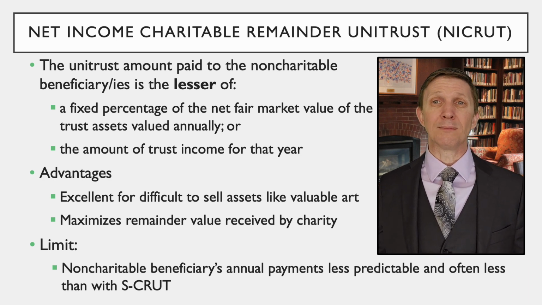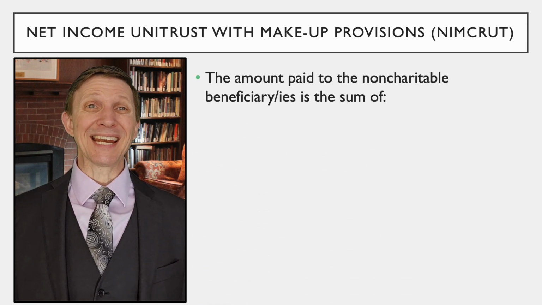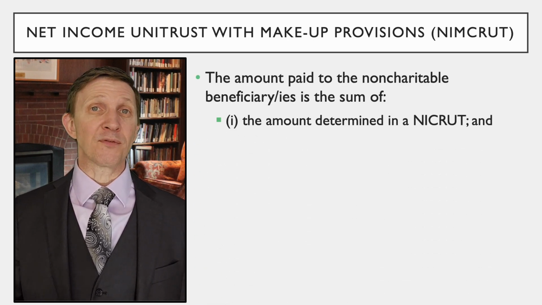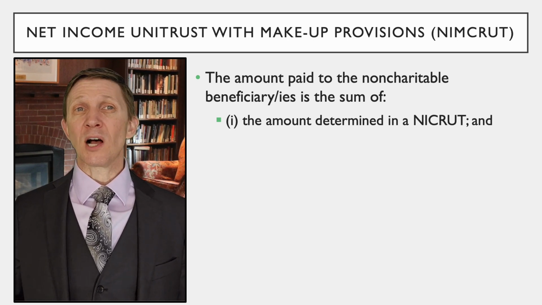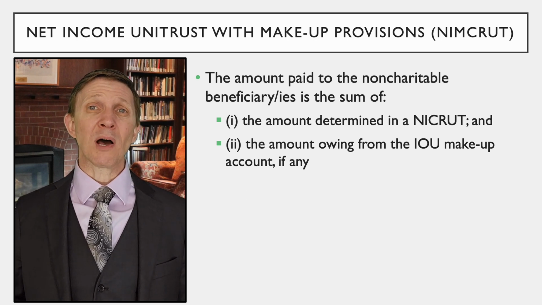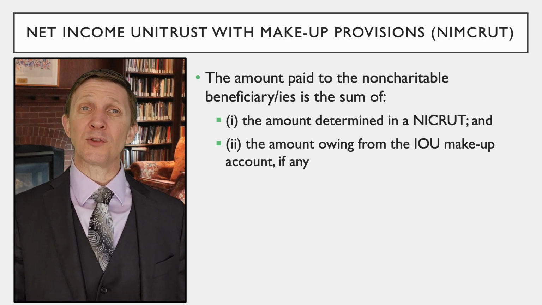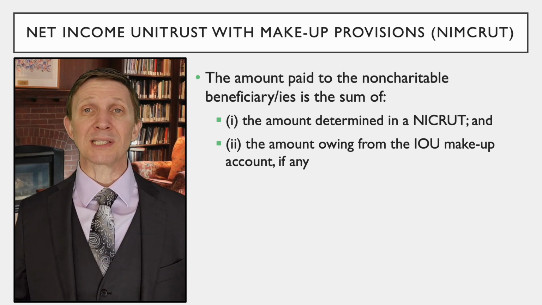from an SCRUT. A NIMCRUT starts with the same payout to the non-charitable beneficiaries as an NICRUT, that is, the lesser of a fixed percentage or the trust income. A NIMCRUT differs because it also has an IOU makeup account. The IOU account is the sum of amounts that would have been paid under the fixed percentage in previous years if the percentage were less than the trust income.